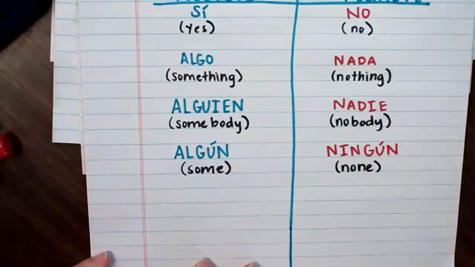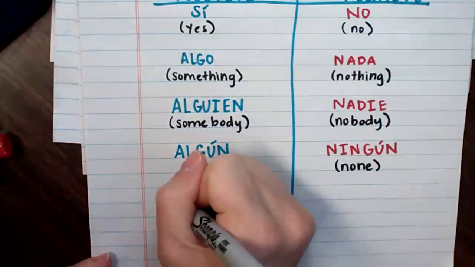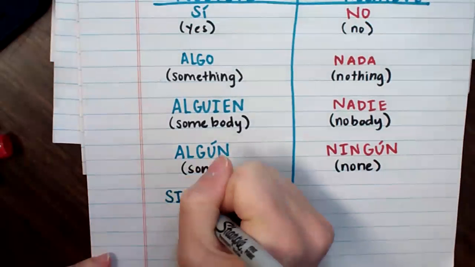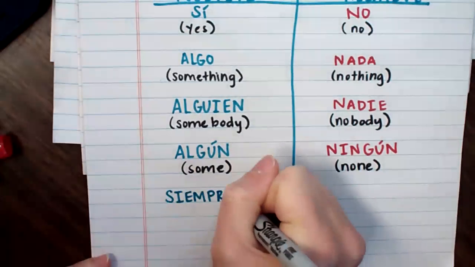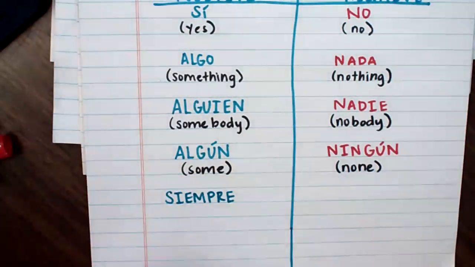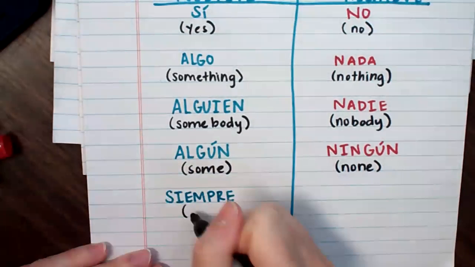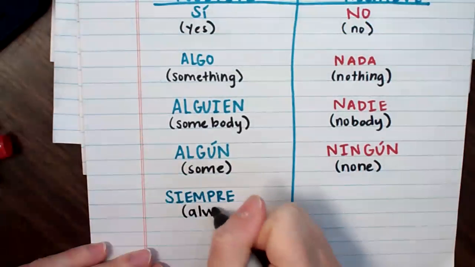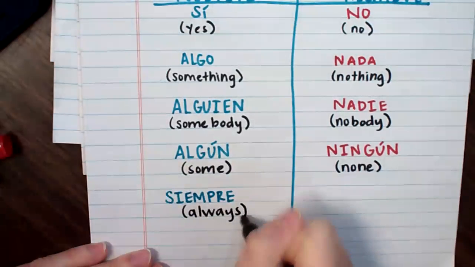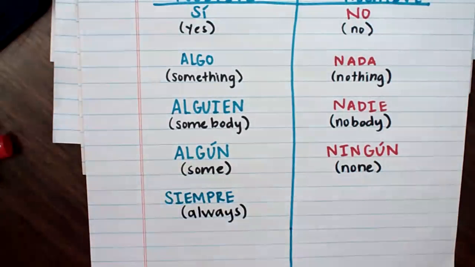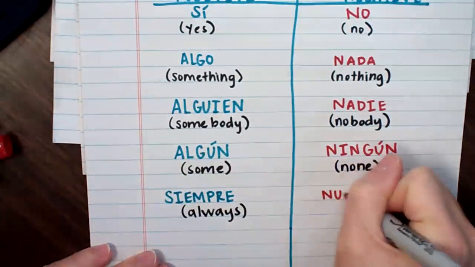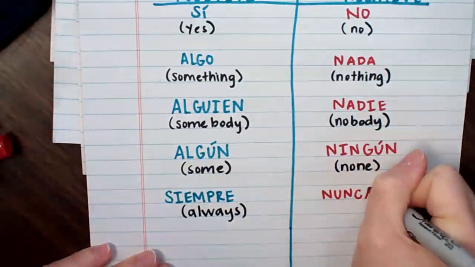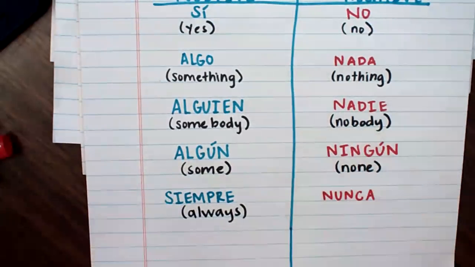Next, we have siempre. So siempre is the one you've seen for a while. It's always. And the opposite of always or siempre is nunca, which is never.